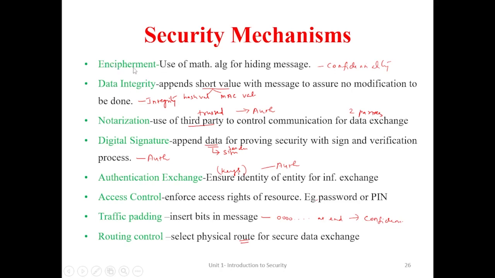Cipher means secret message. Encipherment means the conversion of an original message to secret information. En means encryption, that means protection. So encipherment is a technique which uses a mathematical algorithm for hiding a message. This technique comes under the confidentiality service.